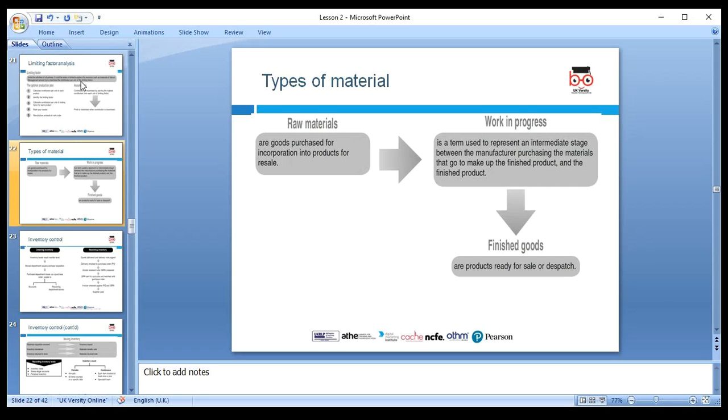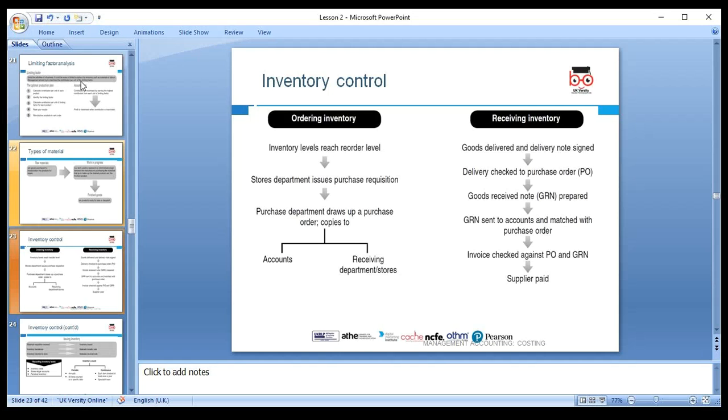Types of material. Inventory can be raw material, work in progress, and finished goods. If you open the fridge, you have a raw material, which is meat. If you boil it and keep it in the fridge, that's work in progress. And if you boil, just warm it, and eat it, that's your finished goods.